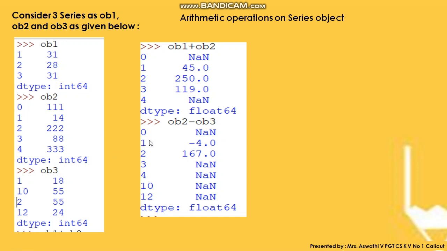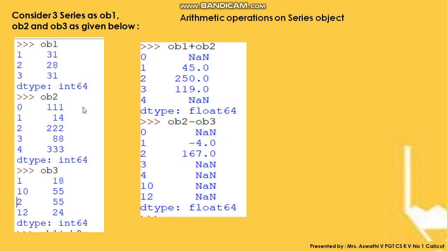You see here the output is given in the order of the index value: 0, 1, 2, 3, 4. This is the first output, OB1 plus OB2. For 0, there was no matching index in OB1, so the answer is NaN. For 1, there was a matching index, that is 31 plus 14, which gives 45. For 2 and 3 also there were matching indexes, so the corresponding values were added. For 4, there was no matching index in OB1, so the answer is given as NaN.